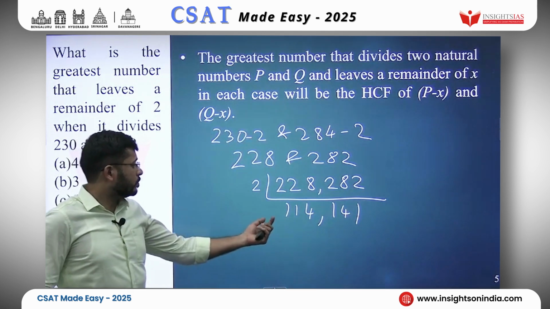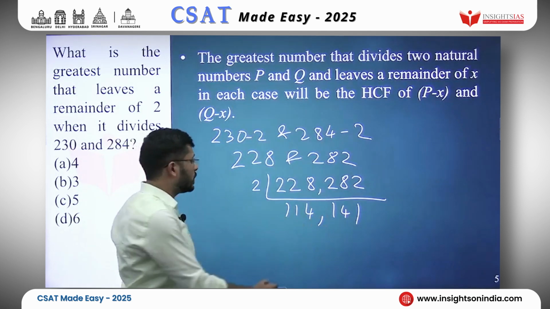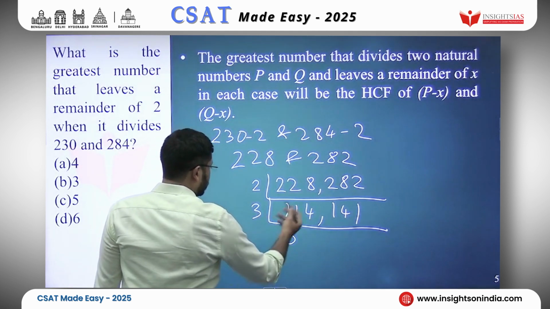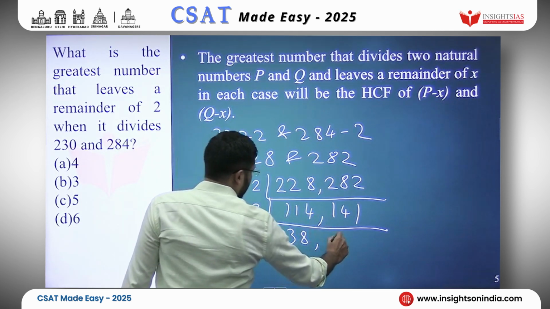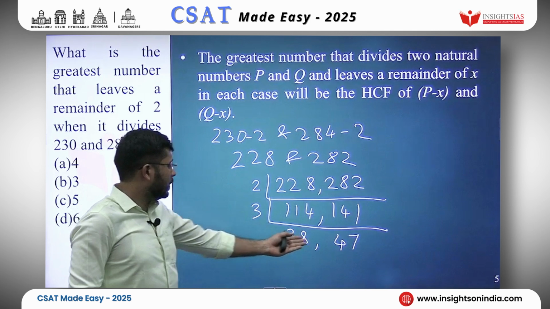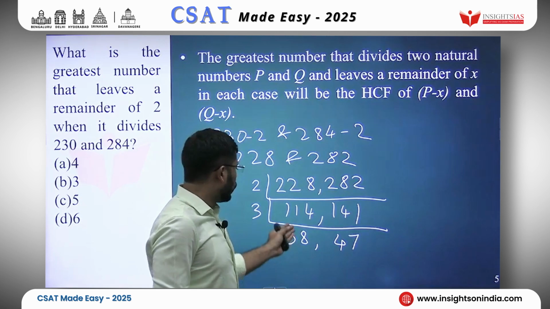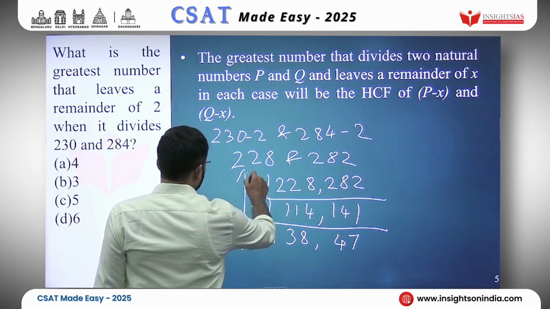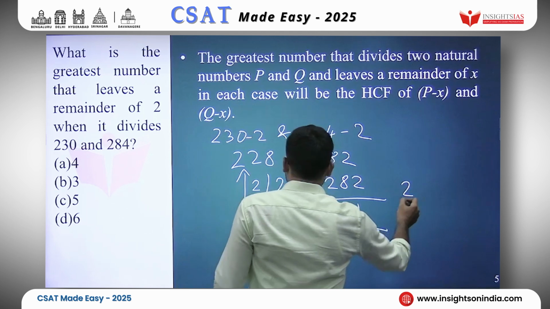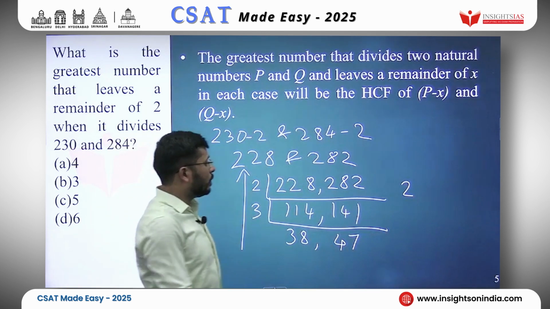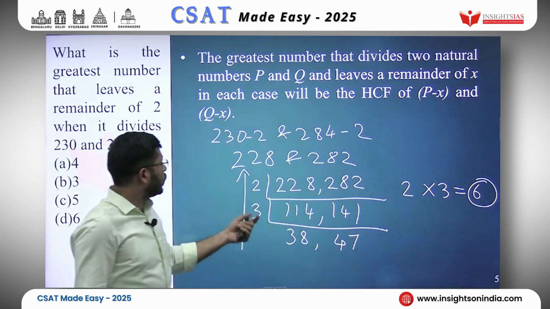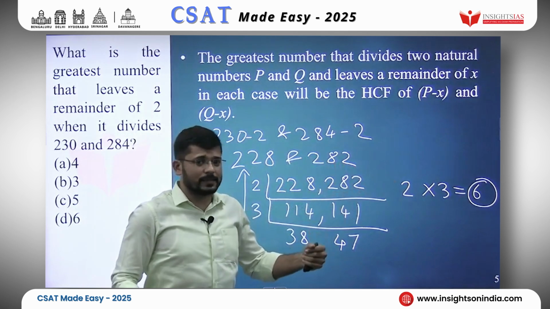And for both of them, the sum of digits happens to be 6, so they must be divisible by 3. 3 3s are 9. 3 8s are 24. 3 4s are 12. 3 7s are 21. Okay. Now I think 38 and 47 do not have any common factor. So now we stop our process and we multiply the divisors or the factors that we made use of. What are the factors here? They are 2 and 3, so we'll multiply them. 2 into 3, that is 6. So the HCF of 228 and 282 is 6.